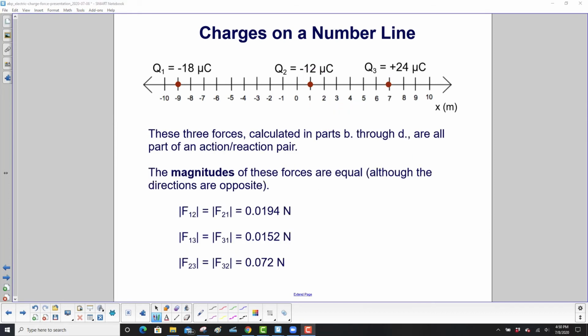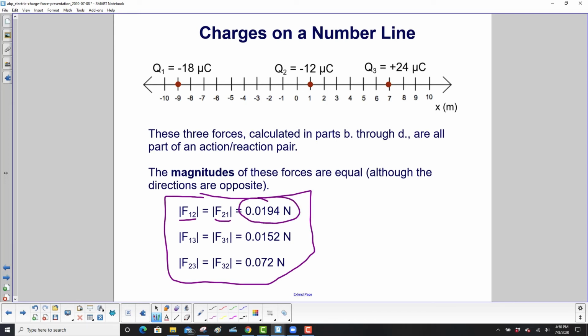And now, these three forces that we calculated are all part of an action-reaction pair. The magnitudes of these forces are equal, although the directions are opposite. So the force of 1 on 2, the magnitude is the force of 2 on 1. So we got two forces for the calculation of 1. Same thing with 1 on 3, 3 on 1, and 2 on 3, 3 on 2.